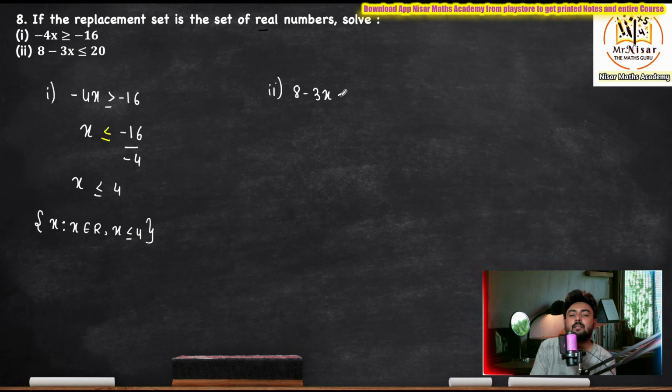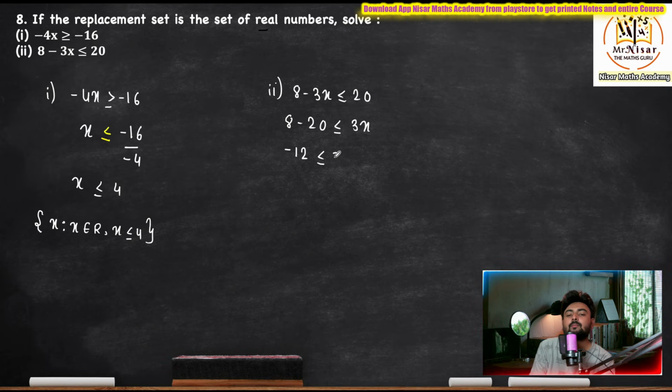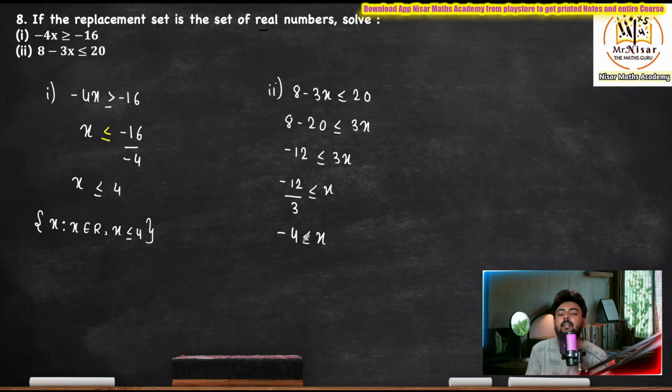8 minus 3x less than or equal to 20. Then what I'll do? Yes, variables on one side, numbers on one side. Minus 3x will go to this side and becomes plus 3x. So 8 minus 20 will be minus 12. 3 is in multiplication, it goes here in division. So are we dividing by a negative number? No. So it's a positive number. So here it is: x is greater than or equal to minus 4.